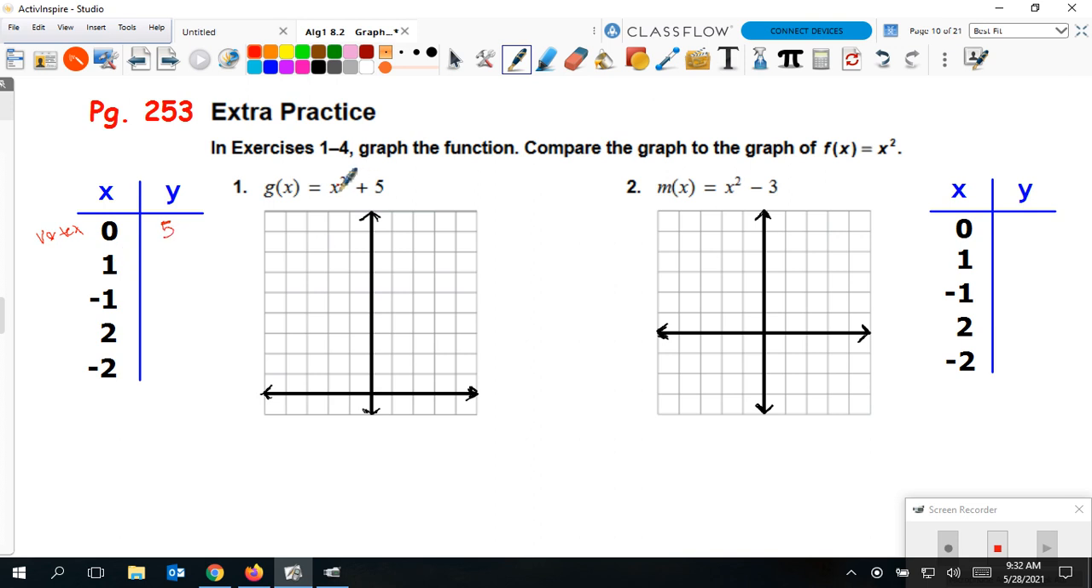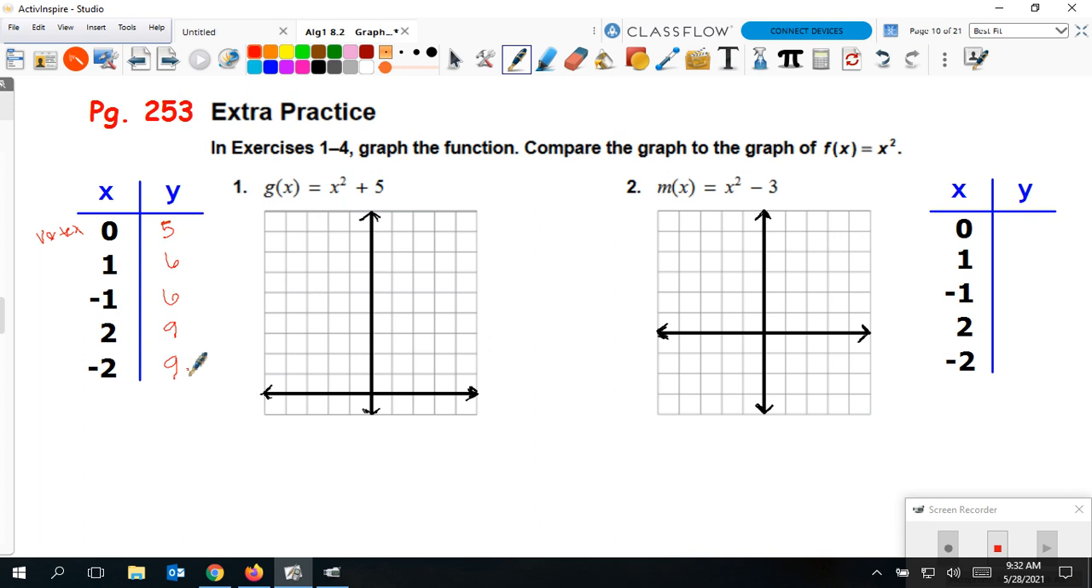If I plug in 1, 1 squared is 1, and then 1 plus 5 would give me 6. If I put in negative 1, negative 1 times negative 1 is positive 1, and then 1 plus 5 is 6 again. Notice again, this is why this is the vertex, because as we go 1 from 0 and negative 1 from 0, we're getting the same number. If you plug in 2, now we got 4. Here 2 squared is 4. 4 plus 5 is going to give me 9. Negative 2 times negative 2 is still 4, and that's going to be 9 as well.